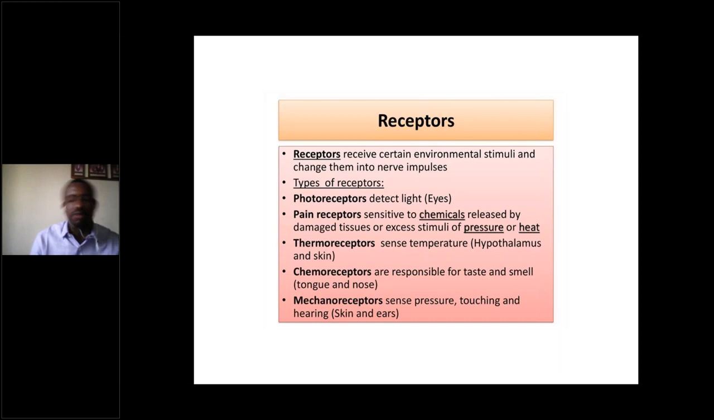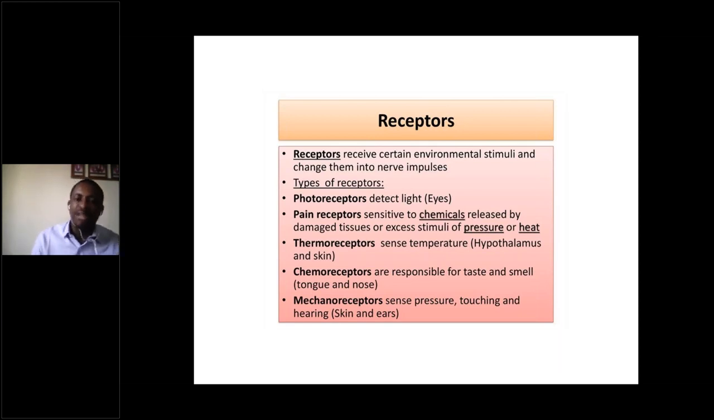There are also thermoreceptors. These sense temperature. The hypothalamus and the skin have thermoreceptors. There are also chemoreceptors, chemical receptors. These are responsible for taste and smell. So in the nose and tongue, you have the chemoreceptors. In the hypothalamus in the brain and the skin, you have the thermoreceptors.